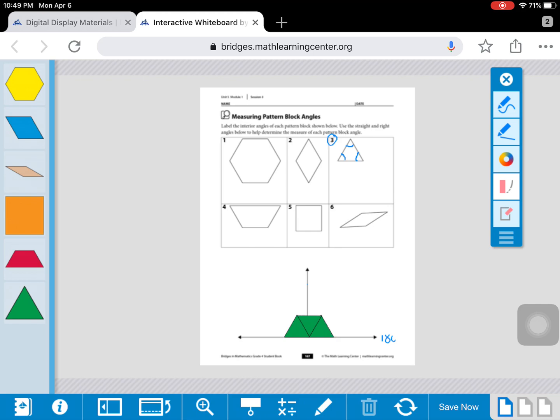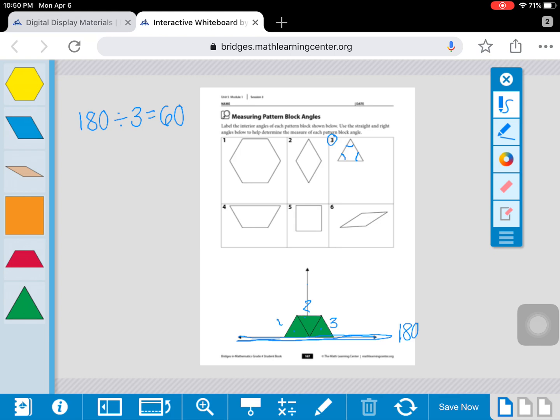So we have 3 triangles that we put together. And when we put those 3 triangles together, we know that they add up to a flat straight angle, which is equal to 180. So what I'm going to do is 180 over here divided by 3 triangles. What is 180 divided by 3? Any ideas? If you said 60 degrees, you are correct.